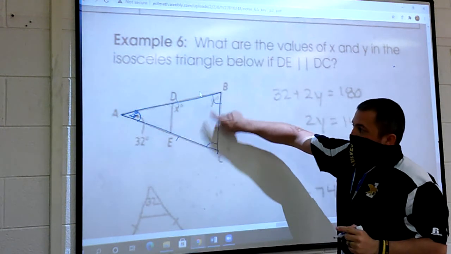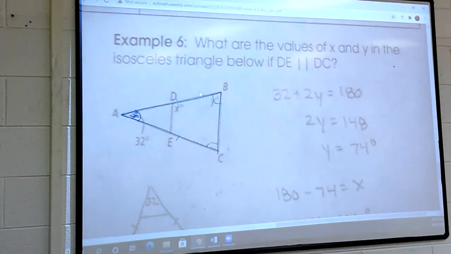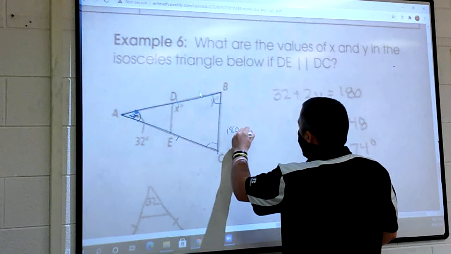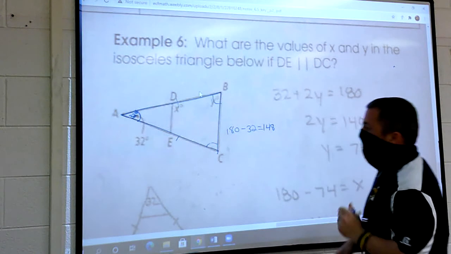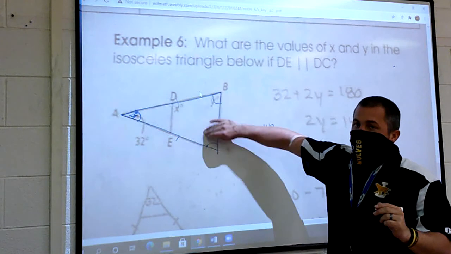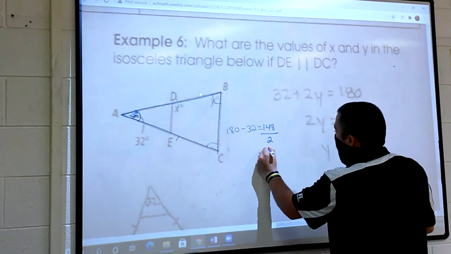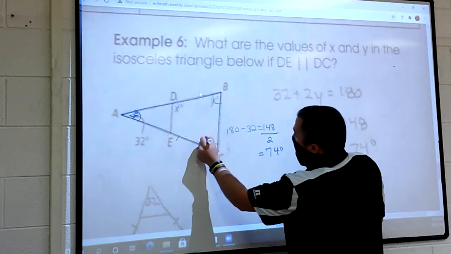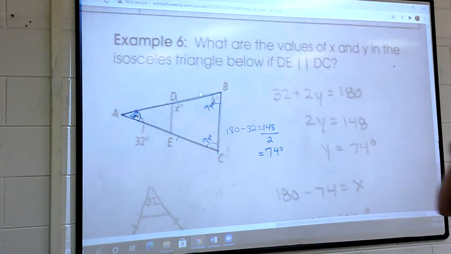Okay? So if I know the top angle in a triangle is 32 degrees, how many degrees are in a triangle? 180, right? So I'm going to say 180 minus 32. And that's going to give me 148. So I know I've got 148 degrees left for these bottom two. And they're the same. So I can just divide it by 2. So each of these bottom two has to be 74 degrees. So this one's got to be 74, and y also has to be 74. Okay? So that's how I'm going to figure that one out.